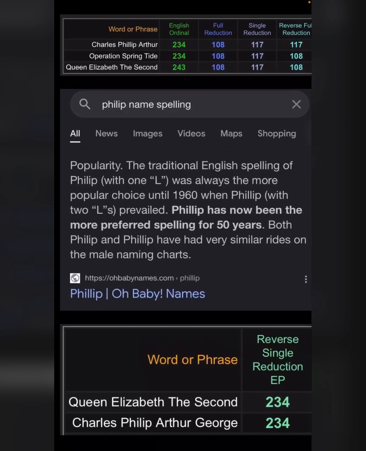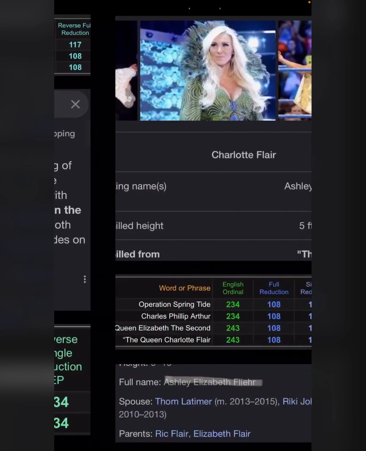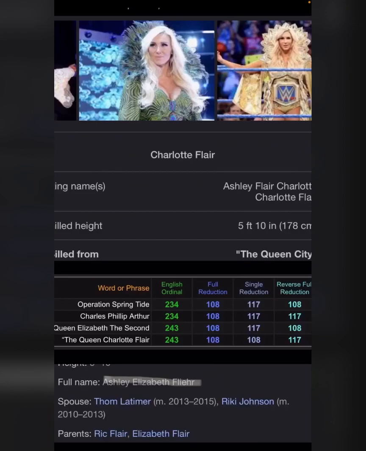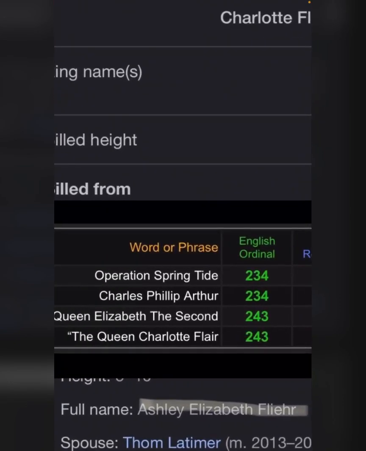Let's move on. Now I want to talk about a WWE wrestler who's also tied to this number. Her wrestling name is Charlotte Flair, and her real name is Ashley Elizabeth Flair. Her nickname in wrestling is the Queen. So you notice down here at the bottom, guys, I typed in the Queen Charlotte Flair, which is her nickname and her wrestling name combined. It equals 243, again matching Queen Elizabeth II, 243.